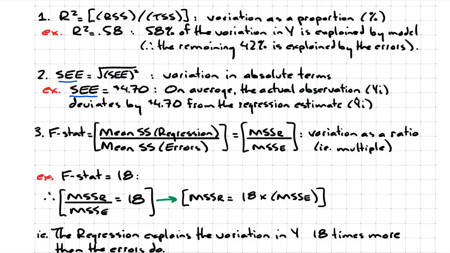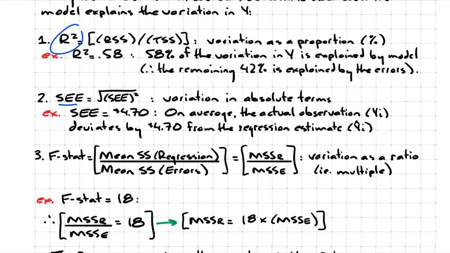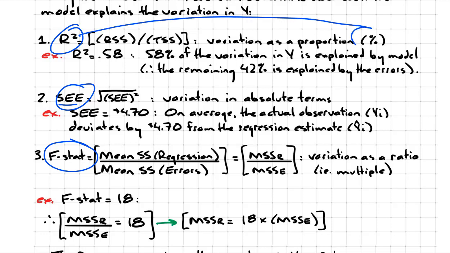So I just want to point out what's happening here, ladies and gentlemen. All these metrics, whether it's R squared, SEE, and we'll go a little forward, FSTAT, they're all telling you the same thing. They're all telling you how significant the model is. But their format is different. R squared is telling you how significant the model is in percentage terms. SEE is telling you how significant the model is in an absolute sense. And now FSTAT, let's have a look at FSTAT.